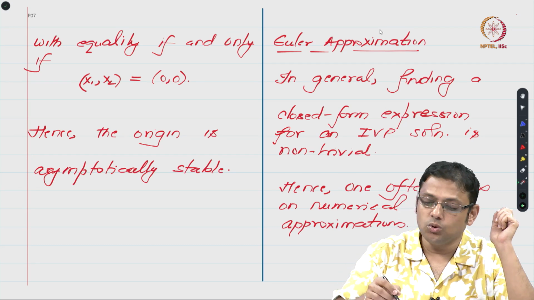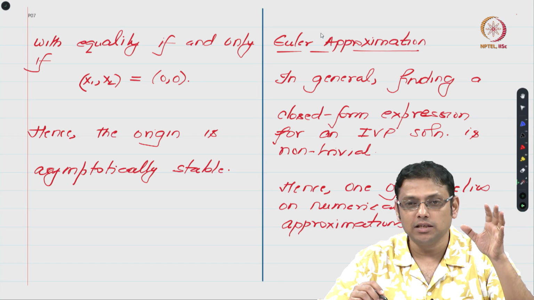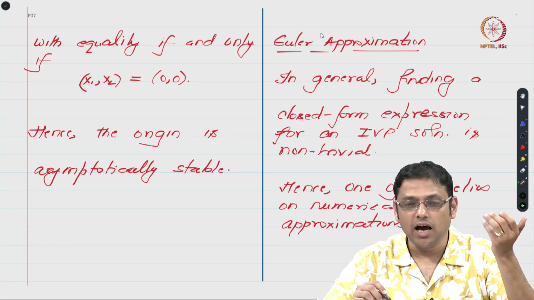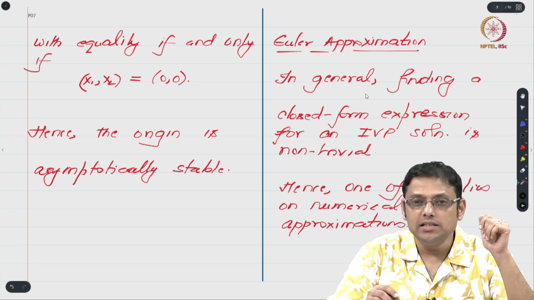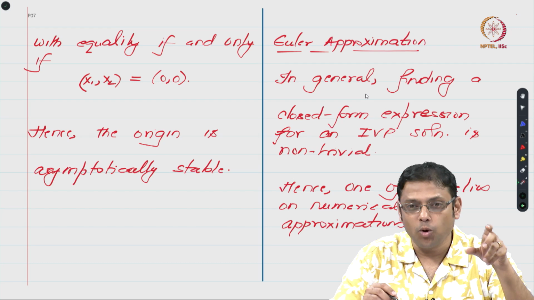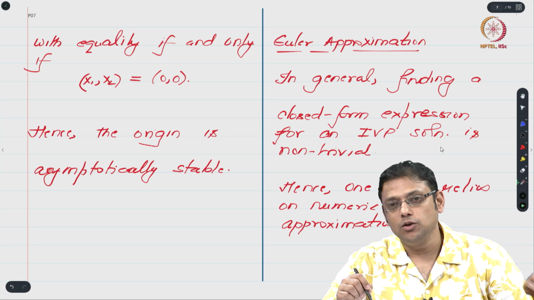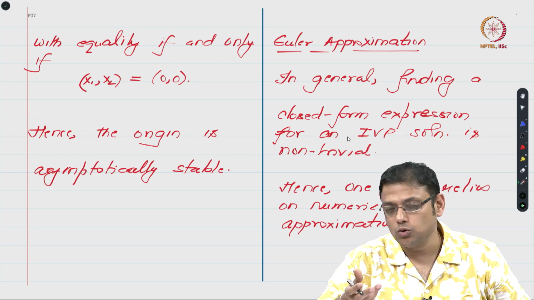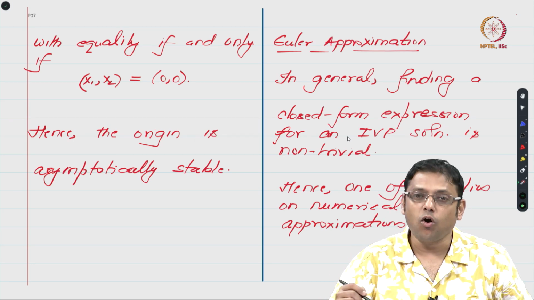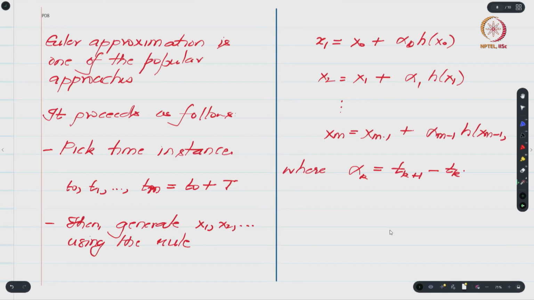For today, let us look at this scheme called Euler approximation, where the goal is to find approximate solutions of ODEs. First let us ask, why do we need to find approximate solutions of ODE? Well, the answer is that in general, if you are given an initial value problem, then finding a closed form expression for the solution to an IVP is often non-trivial. So it is very hard to find in general the expressions for the solution trajectory. Hence what one often does is to rely on numerical approximations. Okay, so that is what one does.